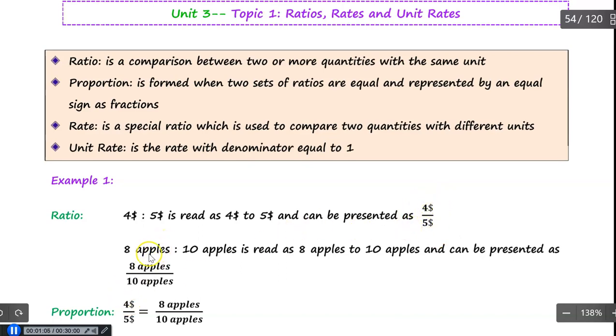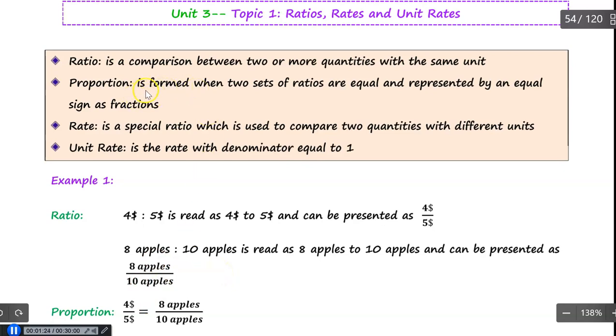So if I want to compare apples, you see I have 8 apples versus 10 apples. Or I can say 8 apples to 10 apples, and it can be represented by 8 over 10, and the units are the same.